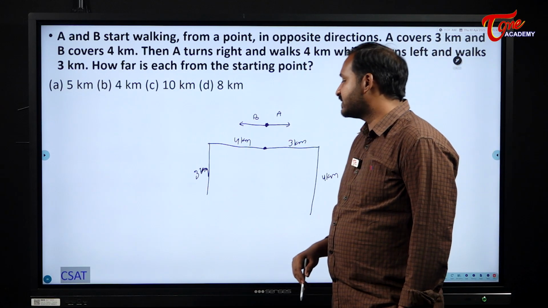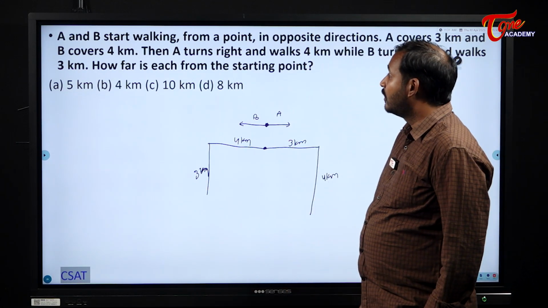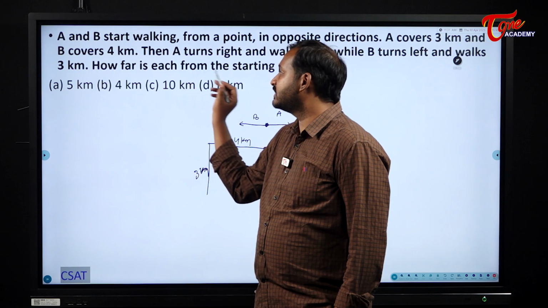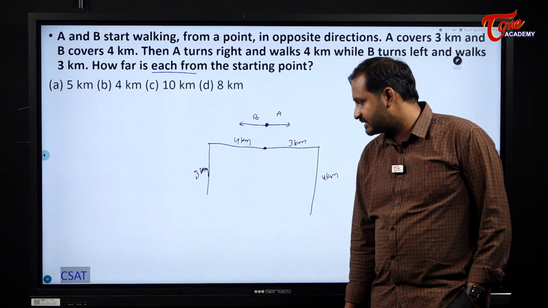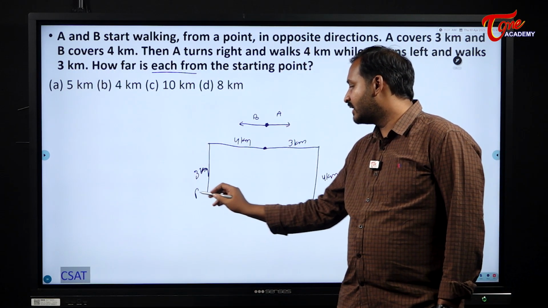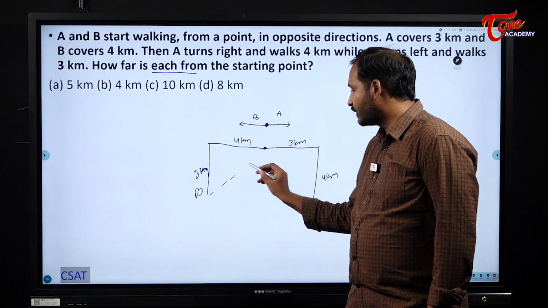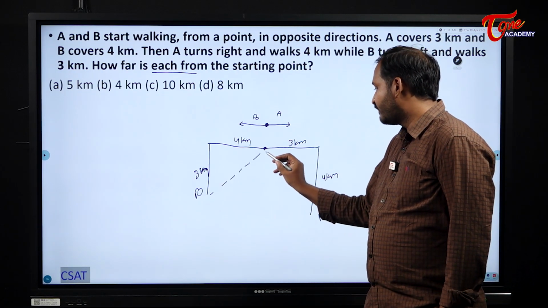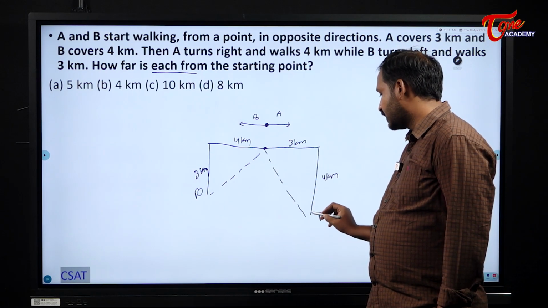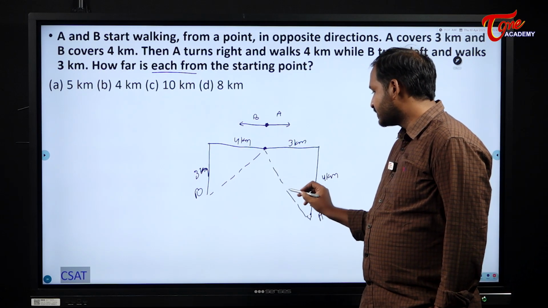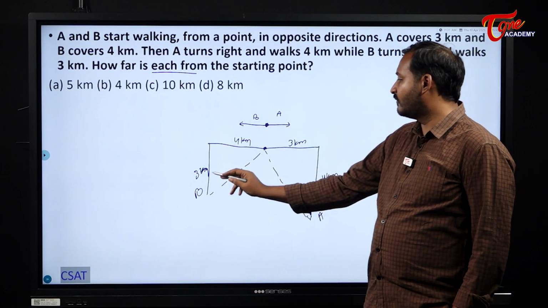How far is each from the starting point? Why? Because here there are two different persons, right? Here we have B and here we have A. Now please observe here, students. This is the starting point, and from here, this is the starting point. From the starting point, now please see here, 3, 4, 3, 4.